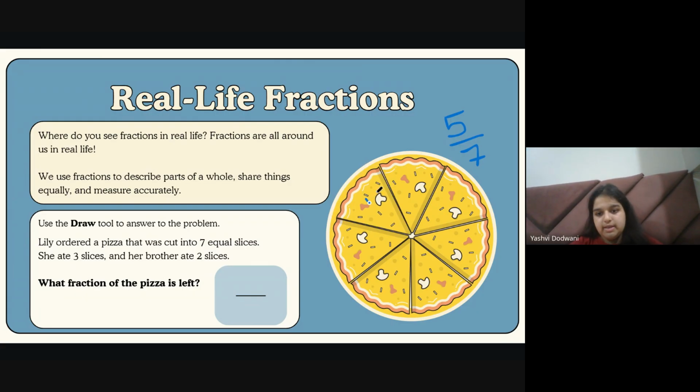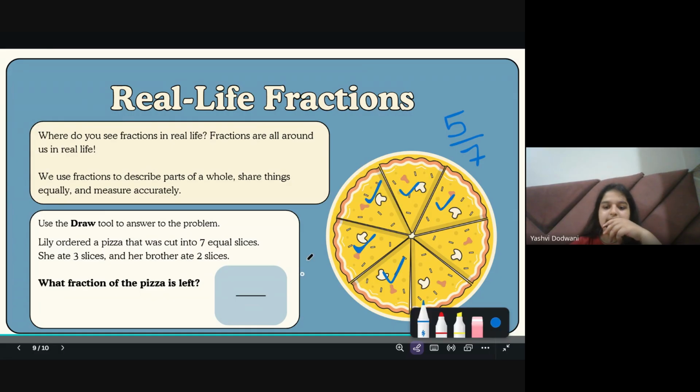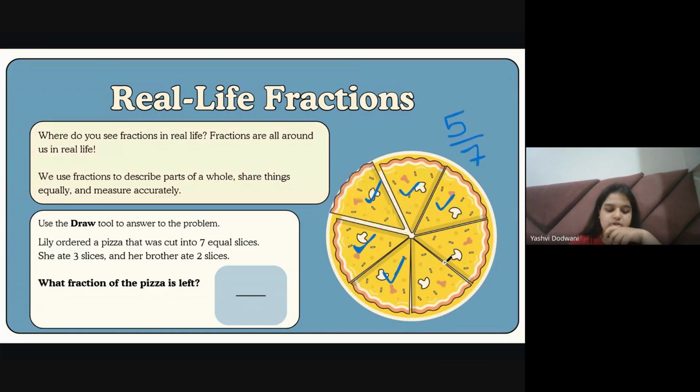Suppose these slices are eaten by both the brother and sister. How many slices are left? Those are just two. These two. So the fraction would be 2 by 7.